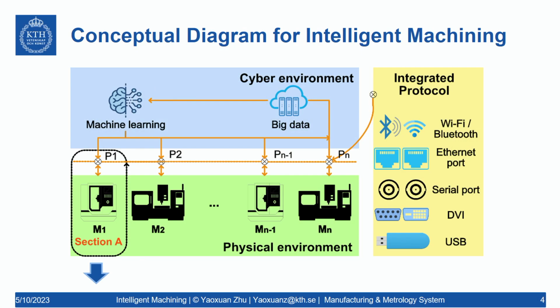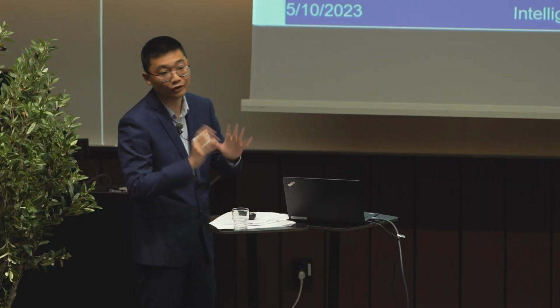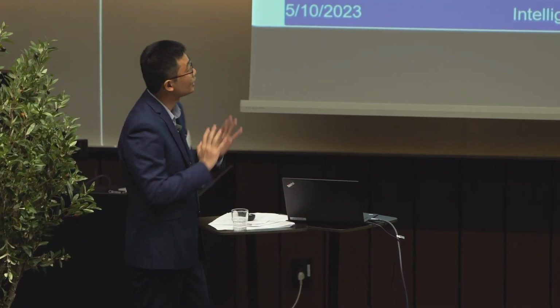So this is a conceptual diagram of an intelligent machining system, or we can call it a smart machining system. It can be divided into 2 parts. The first part is the cyber environment. The next part is the physical environment. The physical environment is on our shop floor. There are many different CNC machines that keep running, and we capture different kinds of data during the machining processes. Those data or signals are submitted into the cyber environment.